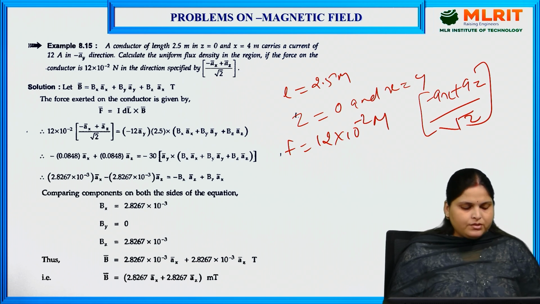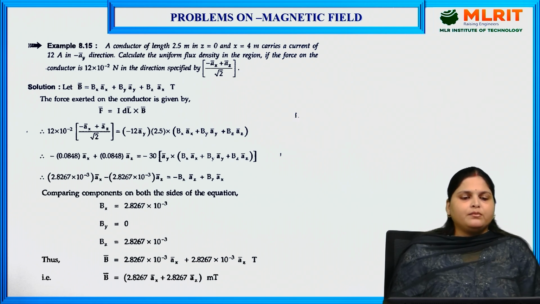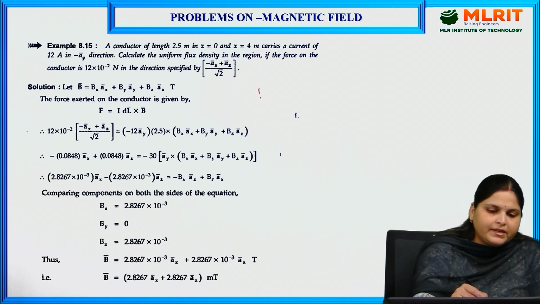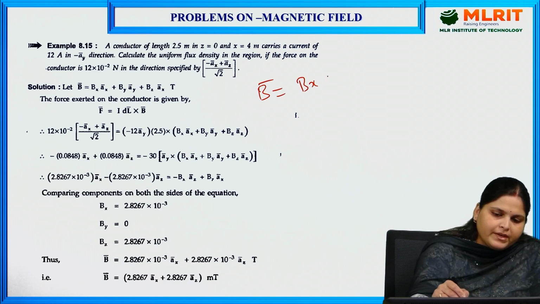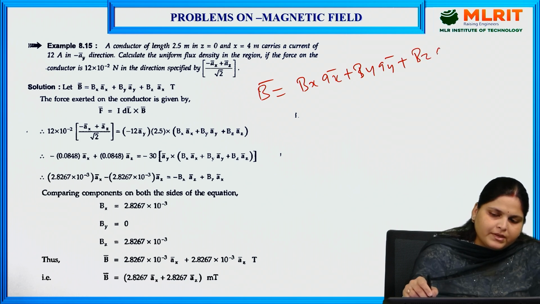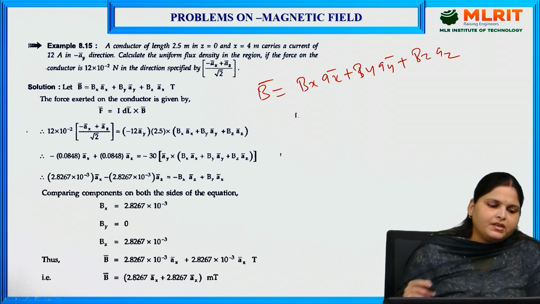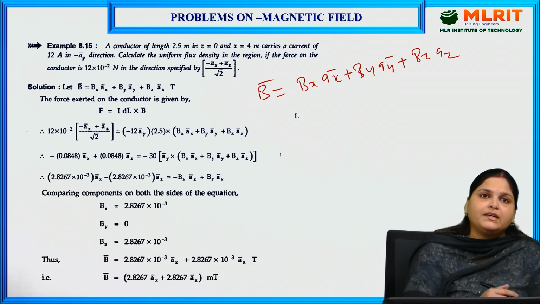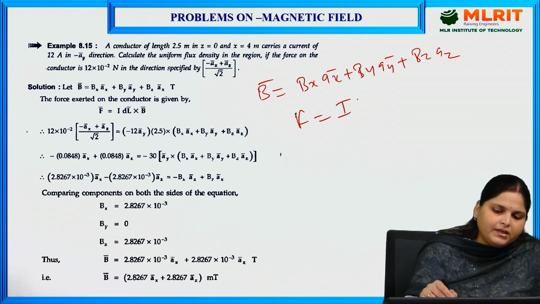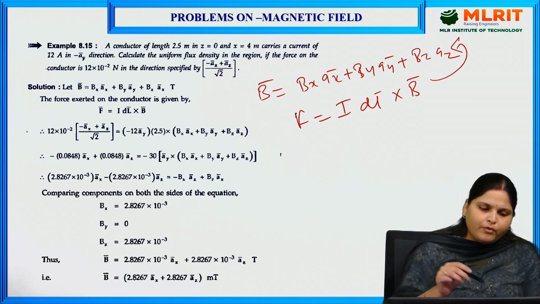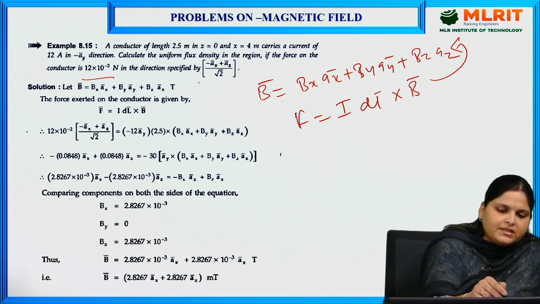Okay. So, let us first write B. B is equals to, it is clear that it is in the XYZ coordinate system. So, B can be written as BX AX plus BY AY plus BZ AZ, right? Next, we can write the force exerted on the conductor. F is equals to I dl cross B. Which B? This B, right? Now force is given as its magnitude is this and direction is this.